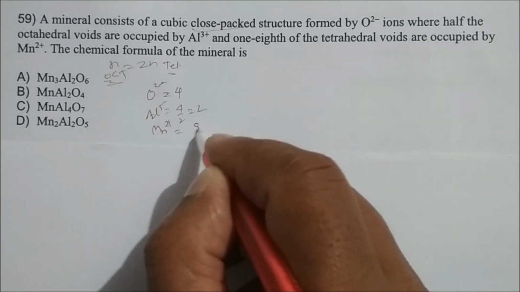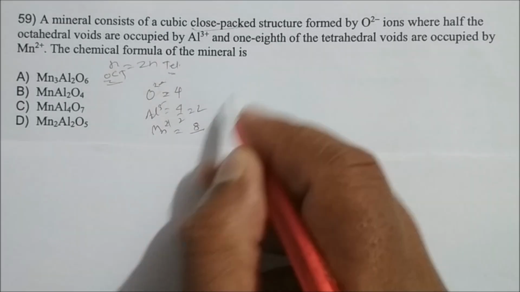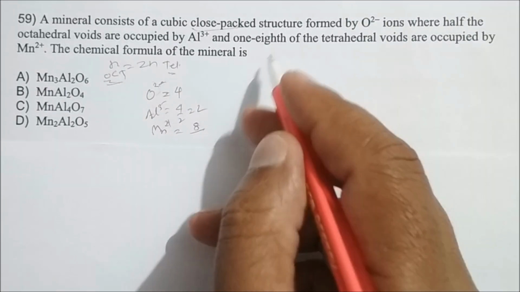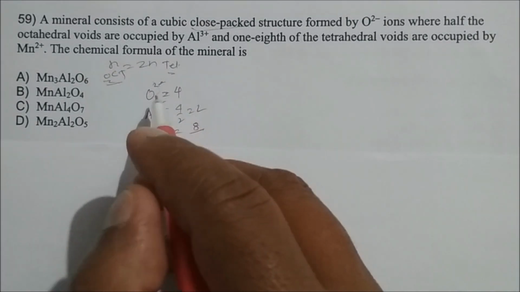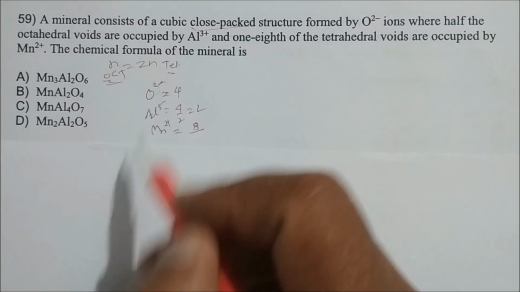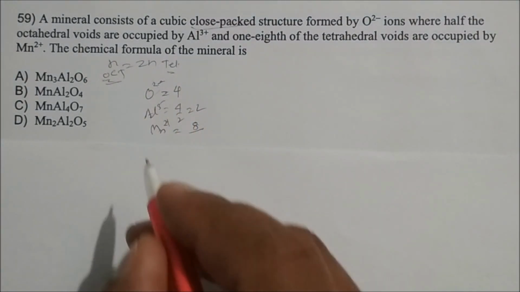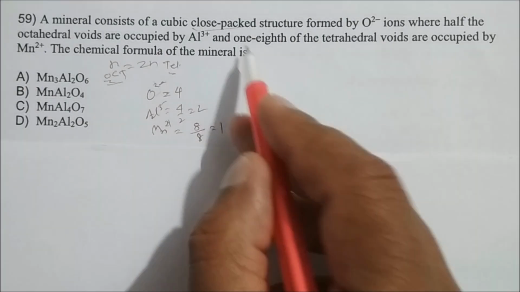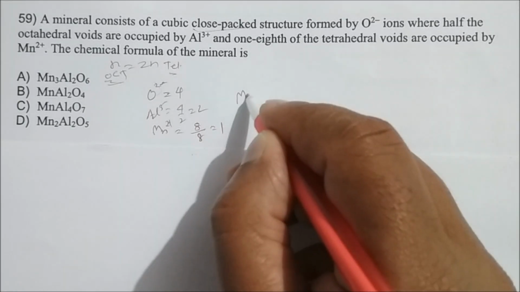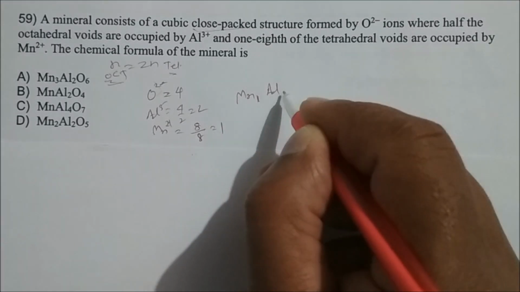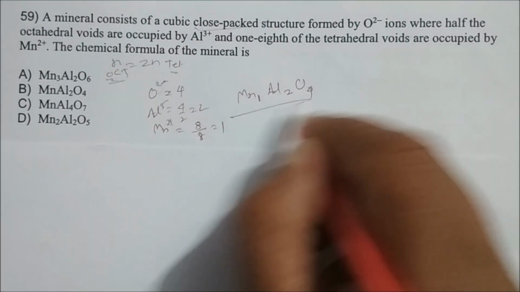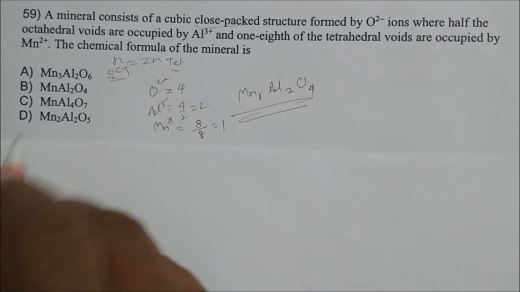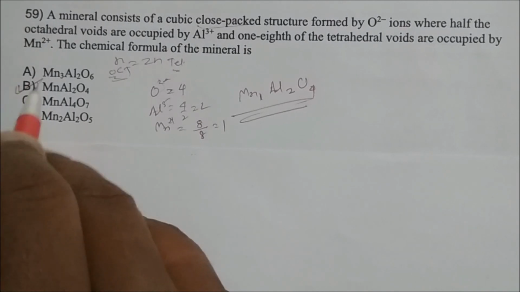So the total tetrahedral voids are 8, and 1/8 of them is 1. Because there are 8 voids in total, 1/8 is occupied. So manganese is 1, aluminium is 2 and oxygen is 4. This is the crystal chemical formula of the mineral. If you see closely, only this answer is correct.